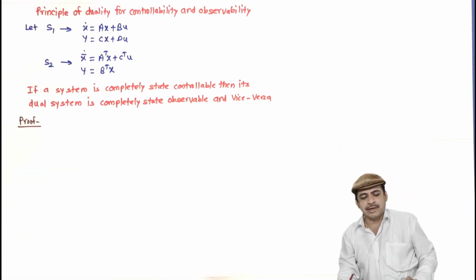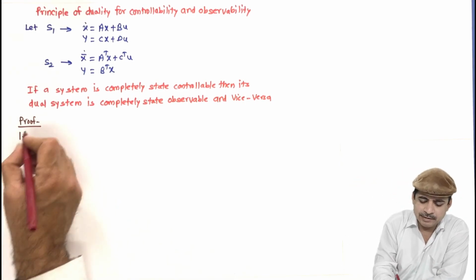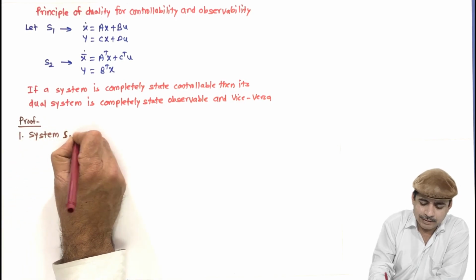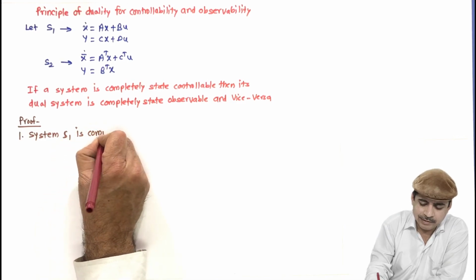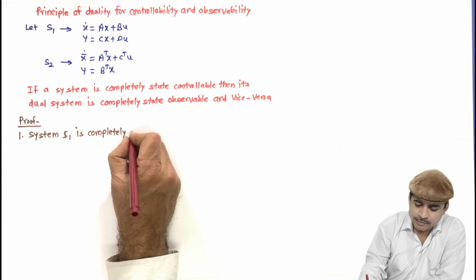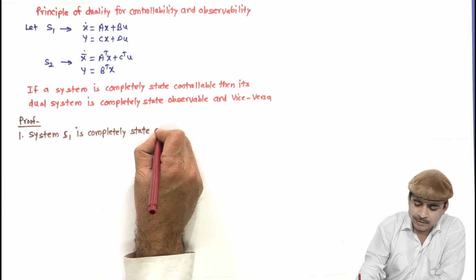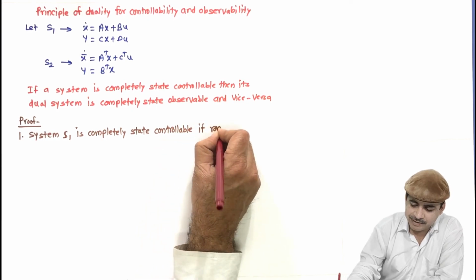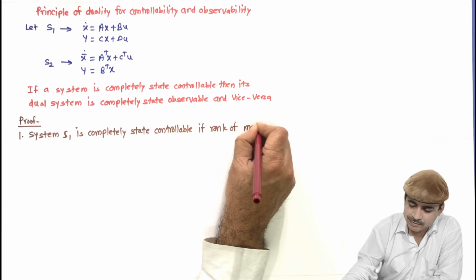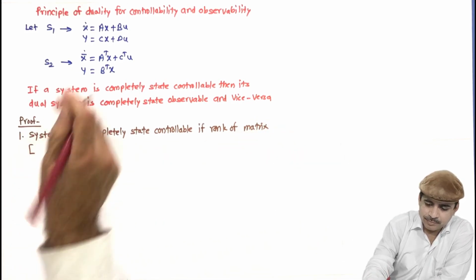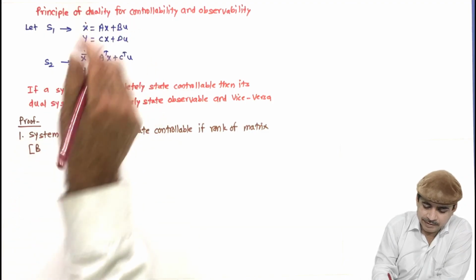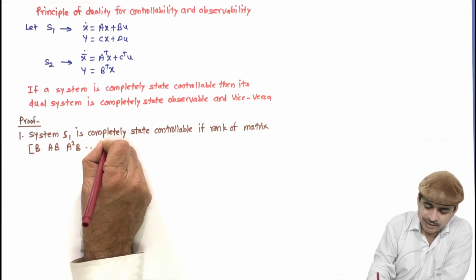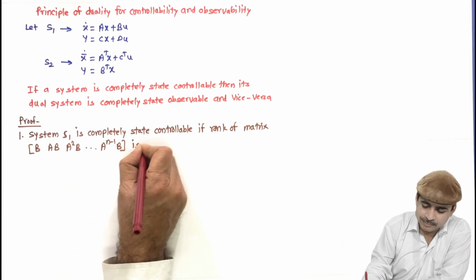So we will follow it by Kalman test. I will make some statements. Say system S1 is completely state controllable if, as per Kalman test, rank of matrix, which matrix? [B, AB, A squared B, ..., A raised to n minus 1 B] is n.